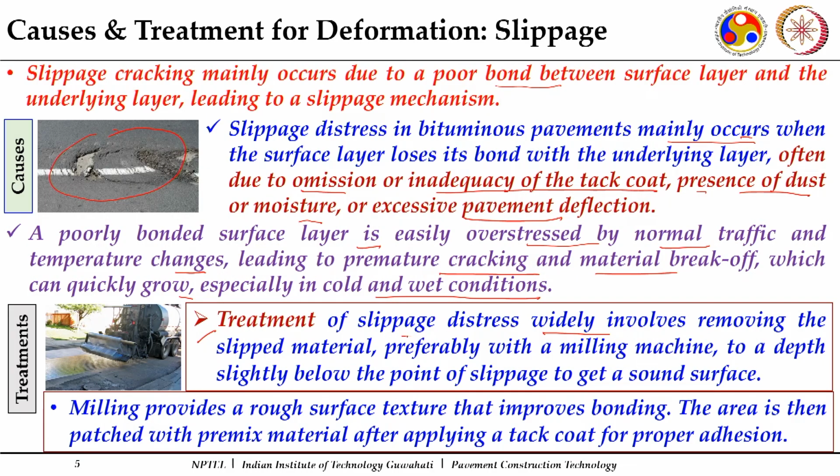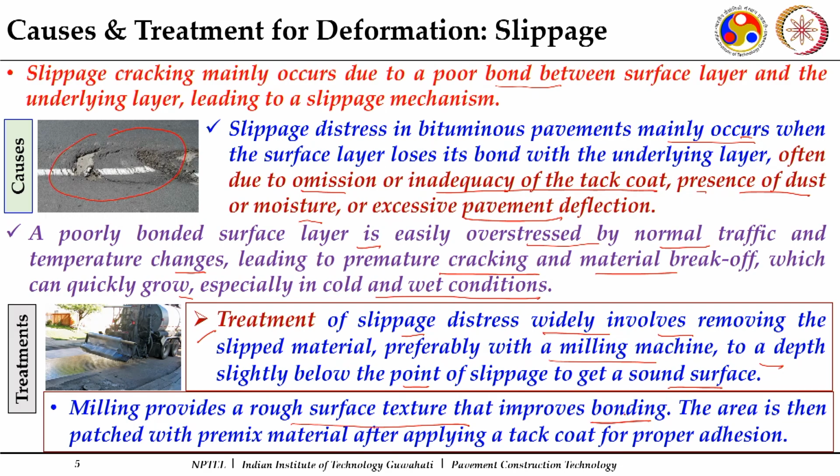So, what it says: treatment of slippage stress widely involves removing the slipped material, specifically what has already slipped, preferably with a milling machine. Small milling machines are there which can go for the milling of a small width, to a depth slightly below the point of slipping. Because this is a polished surface, we will prefer to go for slightly more depth to get a sound surface, and in addition, when we do the milling it gives us a rough surface texture also, which improves the bonding.